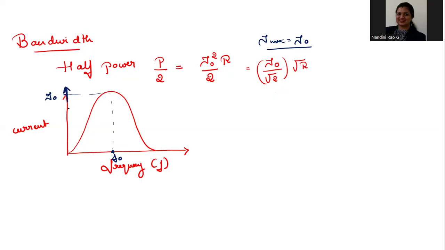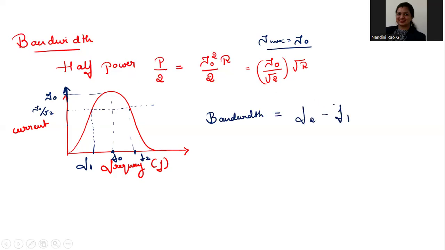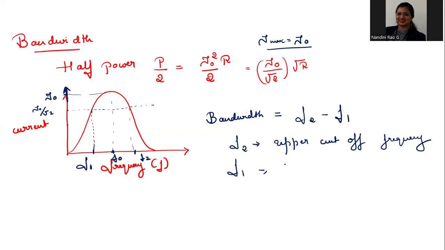So somewhere here, not exactly half, somewhere here 0.707 or I naught by root 2, at this particular point, I will mark with respect to frequency. I will write it as F1, F2. So the bandwidth is given by what? F2 minus F1. That's it. Always remember bandwidth means range of frequency. Here F2 is nothing but the upper cutoff frequency and F1 is the lower cutoff frequency.